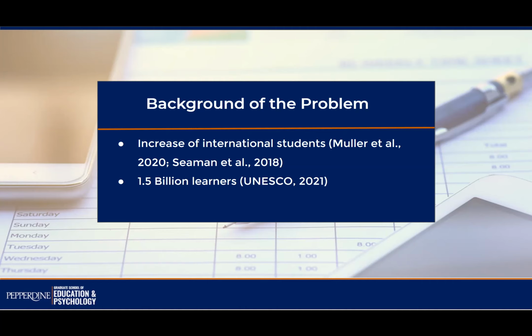Furthermore, during this COVID-19 pandemic, the UNESCO reported that there were more than 1.5 billion students and learners all over the world were affected by school and university closure.